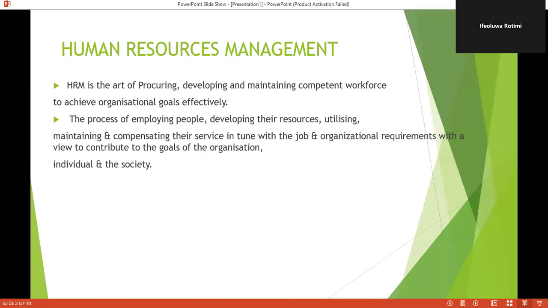How do you maintain them? We're talking about their health, compensation after their service, monthly allowance, monthly payment. So those are the ones. In tune with the job and organization requirements, which contribute to the goals of the organization. That's in tune with the job they are doing and what is required by the organization, and to contribute to the goals of the organization, individual, and society.